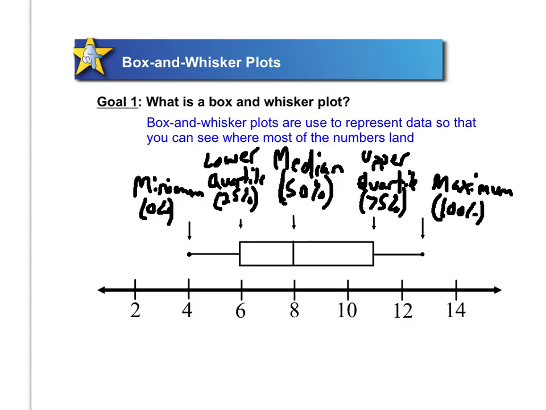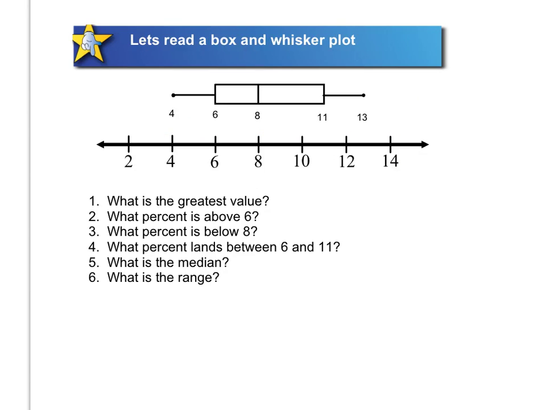Now let's learn more about box and whisker plots. Here we're just reading a box and whisker plot. Number 1 says, what is the greatest value? The greatest value is up here. That's the maximum, in this case 13. What percent of the data is above 6? This 6 is the 25th percentile. So how much data is above that? We want to know how much is this way, so we take 100 minus 25, and that gives us 75%.